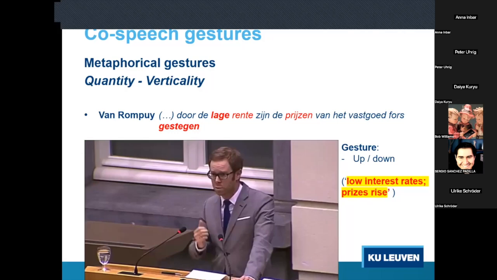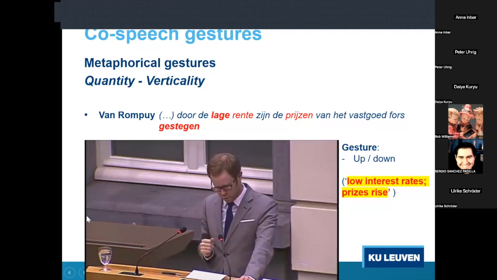And we also do so by using metaphorical gestures. For instance, when this politician is talking about low interest rates causing prices to soar or to rise. Okay? So we talk about verticality, but we use spatial concepts, verticality. We do not realize this, but this is a metaphorical mapping.